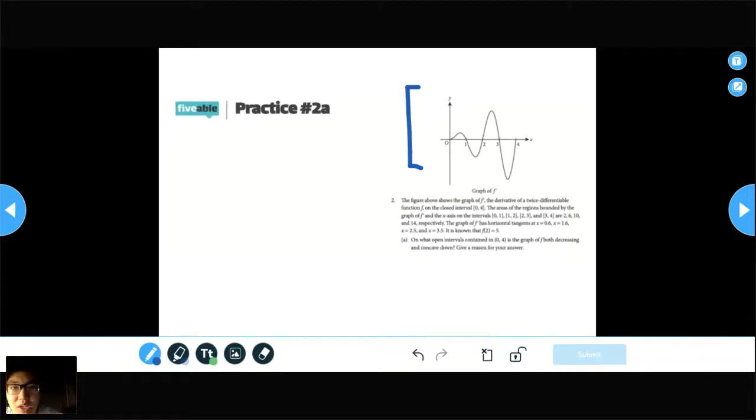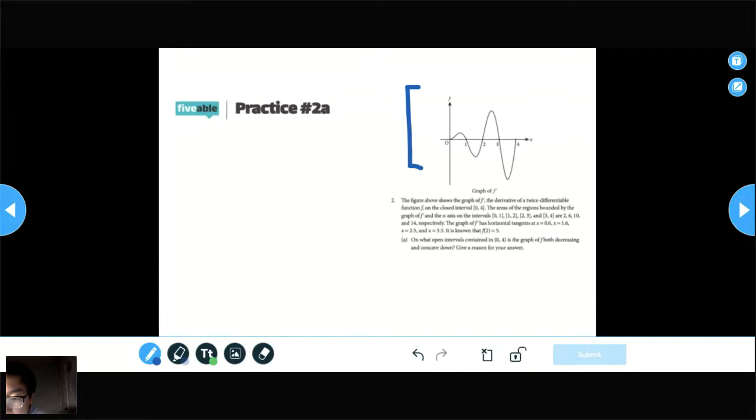So I would say something along the lines of the graph of f is decreasing and concave down at 1 to 1.6, 3 to 3.5, because f prime is decreasing and negative on these intervals. Or you could say, f prime is below the x-axis and decreasing on these intervals.